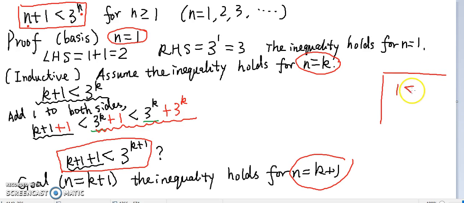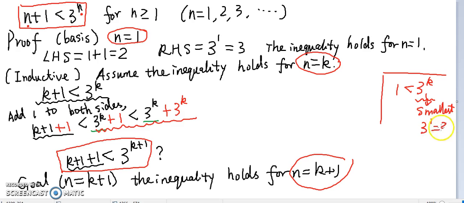We know 1 is always less than 3 to the kth because k is, the smallest k is 1. And if we replace k with 1, we get 3 to the first. That's 3. 1 is less than 3. Well, for other integers, if k is 2, we got 9. If k is 3, we got 27. This part is going to get larger and larger. The smallest number for 3 to the k is 3.